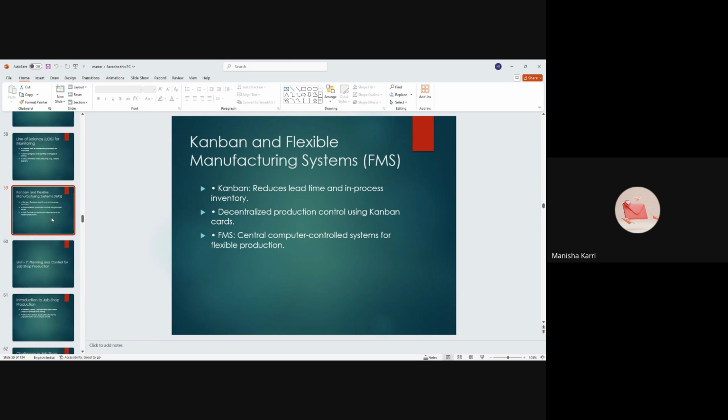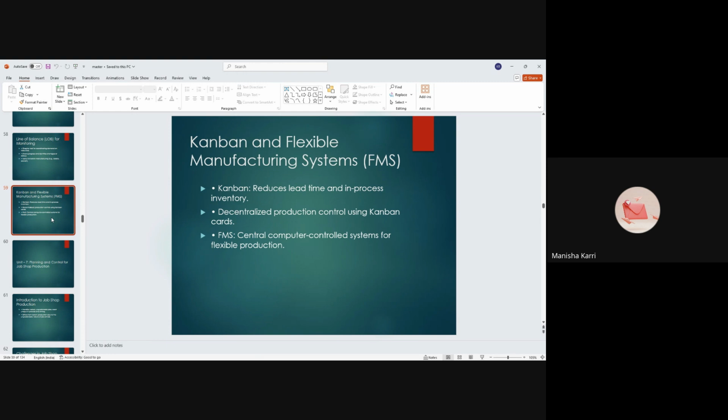So another one is Kanban and flexible manufacturing systems, FMS. So what is this Kanban system? Generally, Kanban is a production method. It will help to reduce the waiting time, meaning lead time, okay? And the amount of inventory being worked on, the work in process inventory.